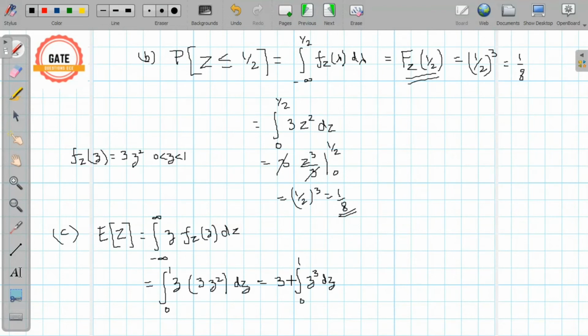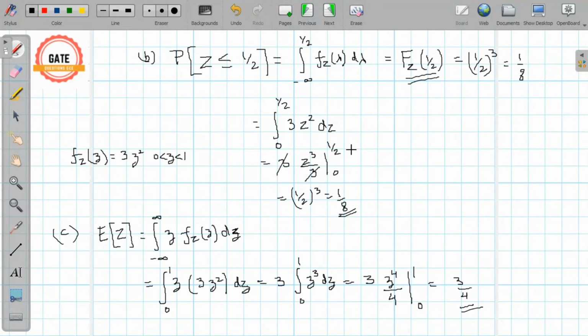Where it is small z, everywhere in the integration is small z. So it is 3 times z raised to power 4 by 4, from 0 to 1. So it will be 3 by 4. So 1 raised to power 4 will be 1 and 0 will become 0, so 1 minus 0 will be 1. So this is the answer to the expected value of Z.